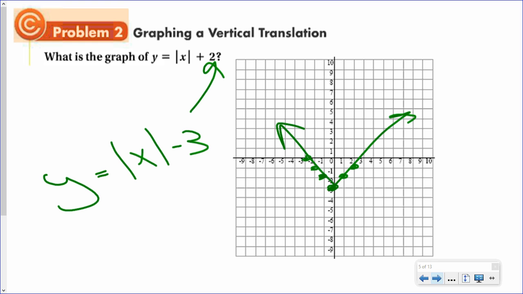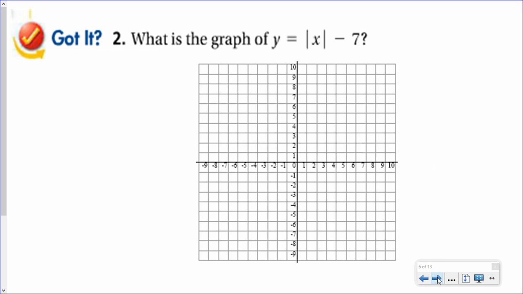So far I've been talking about nothing but vertical shifts, the number that is located on the outside. Let me see this one here. Yep, same thing. This -7 is on the outside. Just go down 7, place a dot, and then have your slopes on the sides, and you're done.